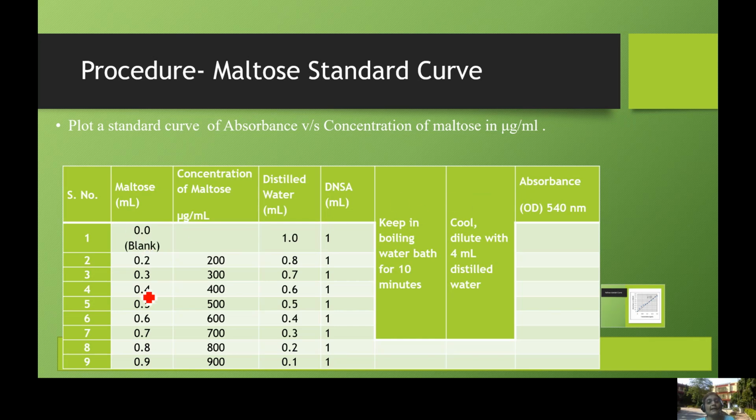You can see that there are 9 test tubes here, the first one being the blank and the remaining being your T1 to T8. Here are the varying concentrations of maltose that you have to add; the stock solution is 1 mg per ml that we have prepared. If I am adding 0.2 ml and making the volume to 1 ml, I have diluted it 5 times so that it becomes 200 micrograms per ml. Likewise for the others I have done the calculation for maltose in microgram per ml.